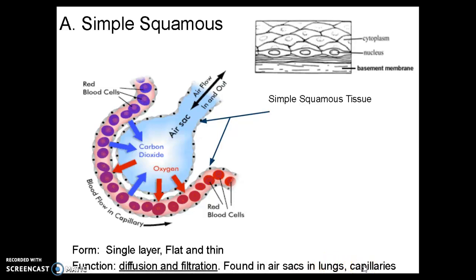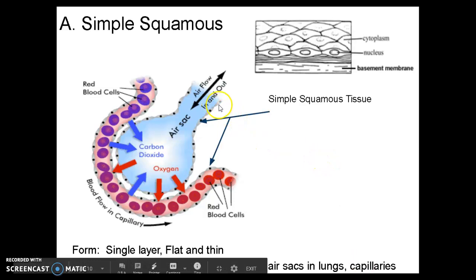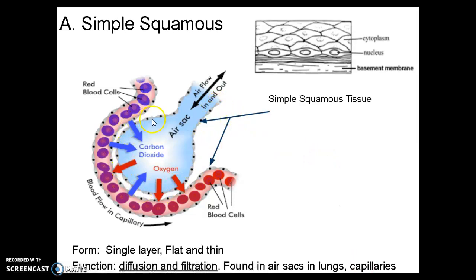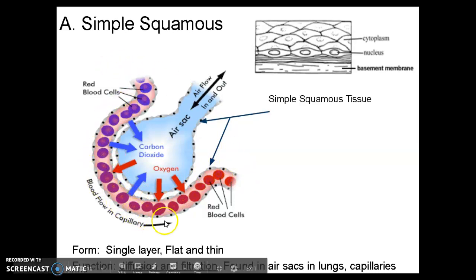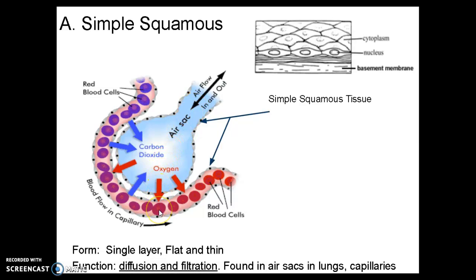vessels. And so if you look at this picture, the little gray cells that you see lining the air sac and lining the capillary, that is simple squamous epithelium. And these are flat and thin, so that way oxygen can diffuse from the air sac into the blood rapidly, and so carbon dioxide can diffuse out of the blood and into the air sac to be exhaled rapidly.